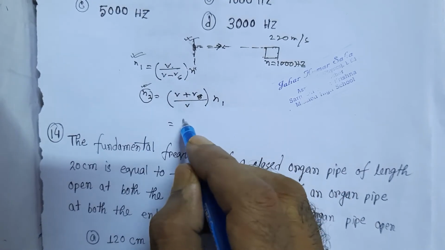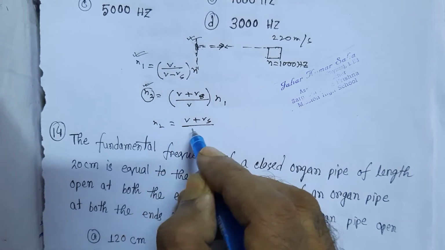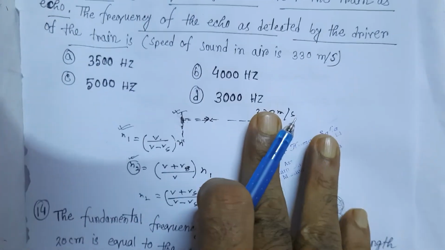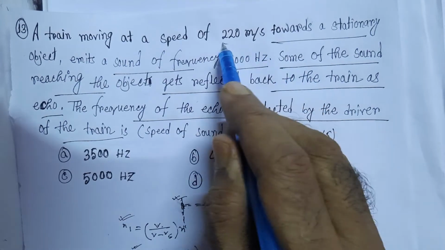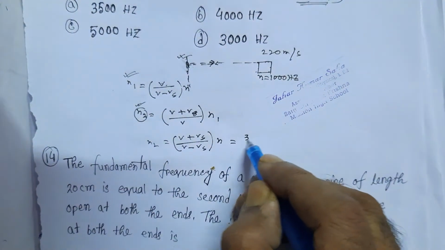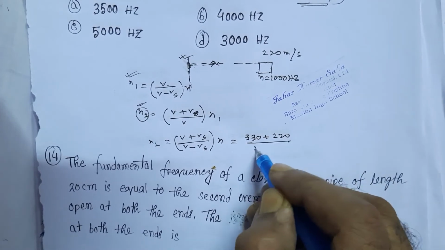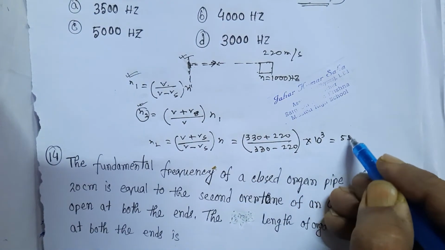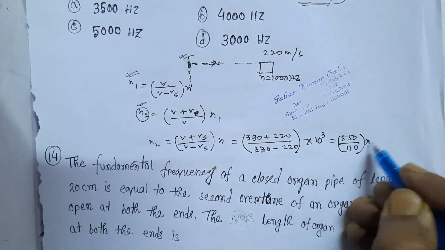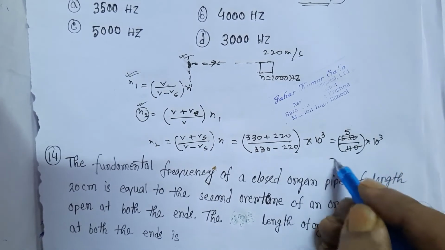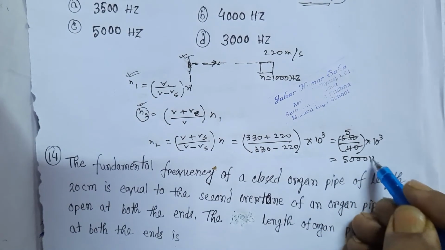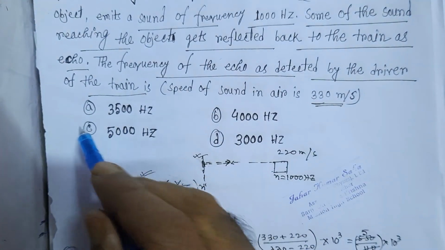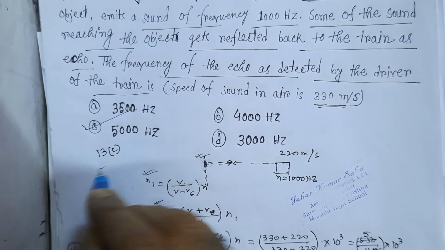Putting the value of N1 here, the expression becomes N2 equals V plus Vs by V minus Vs into N. Now V is 330 meter per second and Vs is 220 meter per second. So 330 plus 220 by 330 minus 220 into 1000 Hz. That is 550 by 110 into 10 to the power 3, so 5 into 10 to the power 3, 5,000 Hz. So the frequency of the echo detected is 5,000 Hz. So C is the correct option. The correct answer to question number 13 is C.